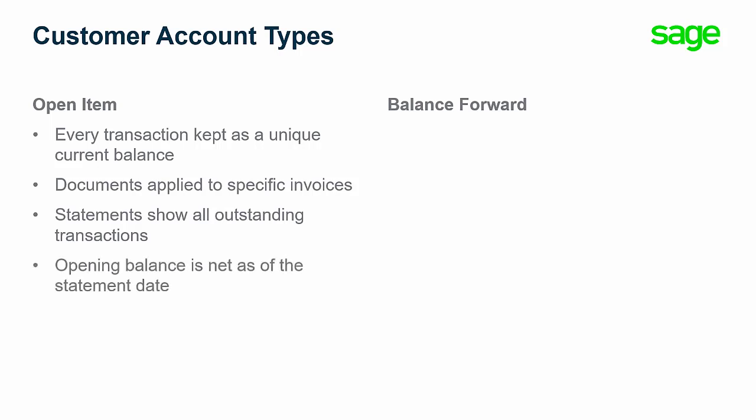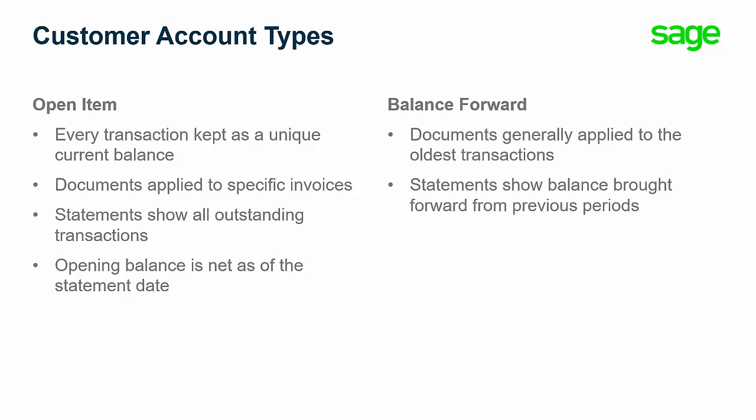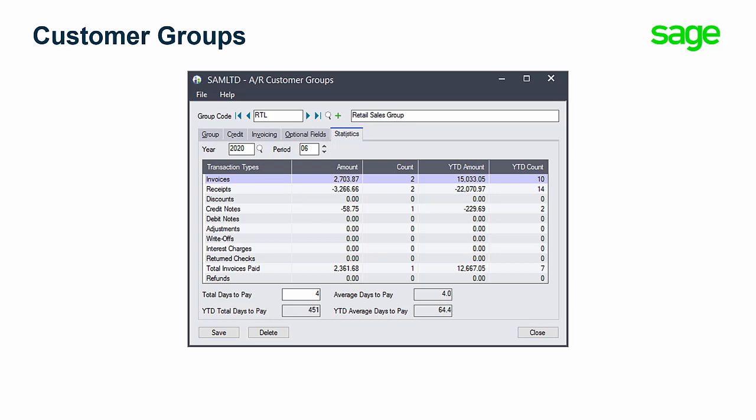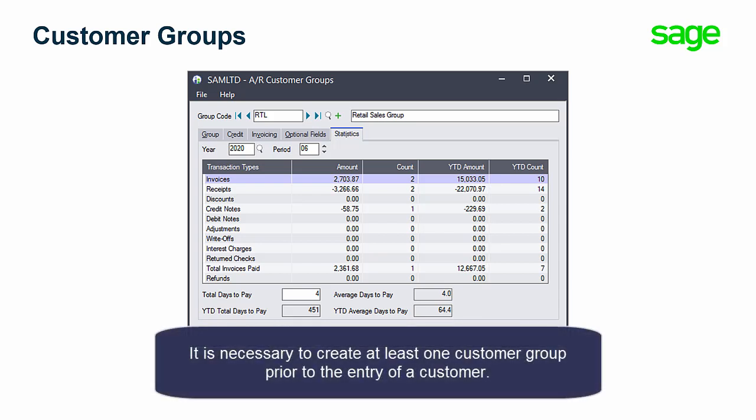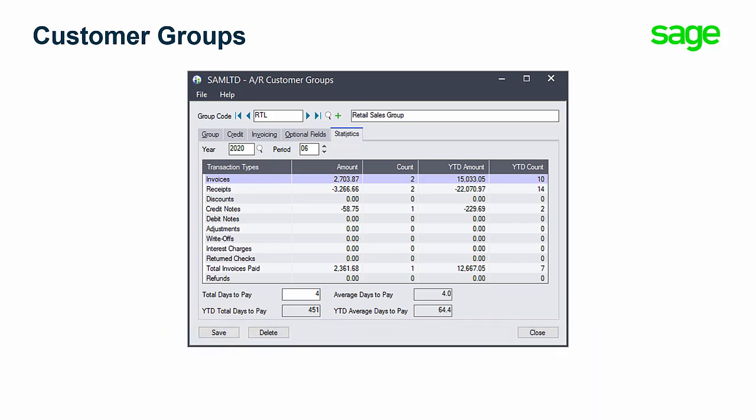the statement date. With balance forward accounts, documents are generally applied to the oldest transaction, although it is possible for you to still select the appropriate document for which you want to apply a debit note, a credit note, or a payment. Statements show a balance brought forward from previous periods. The Customer Group screen may be used to view the cumulative statistics of all customers that belong to a particular customer group. It is necessary to create at least one customer group prior to the entry of a customer.